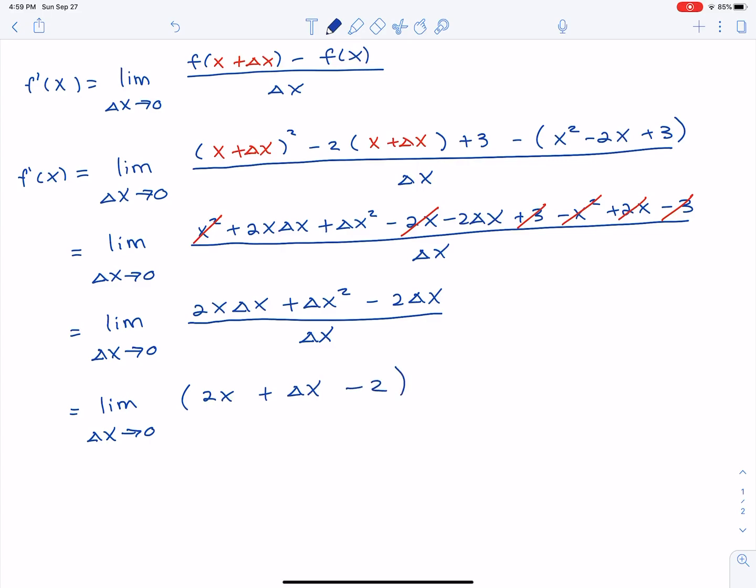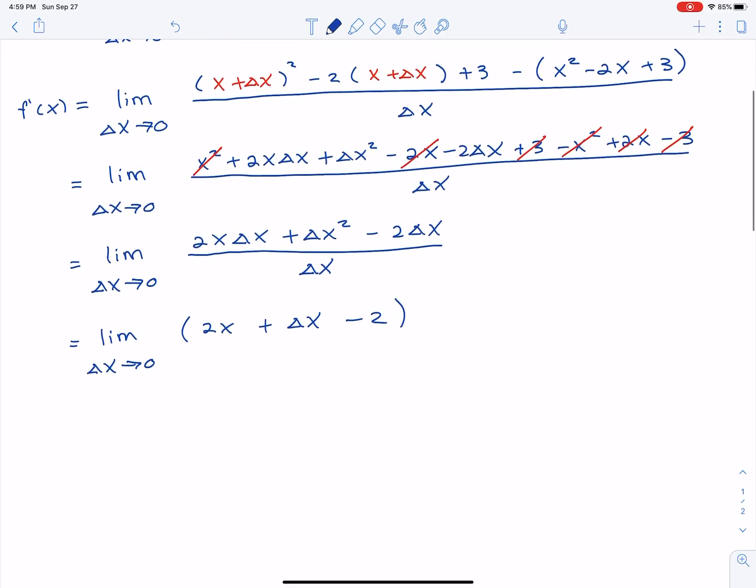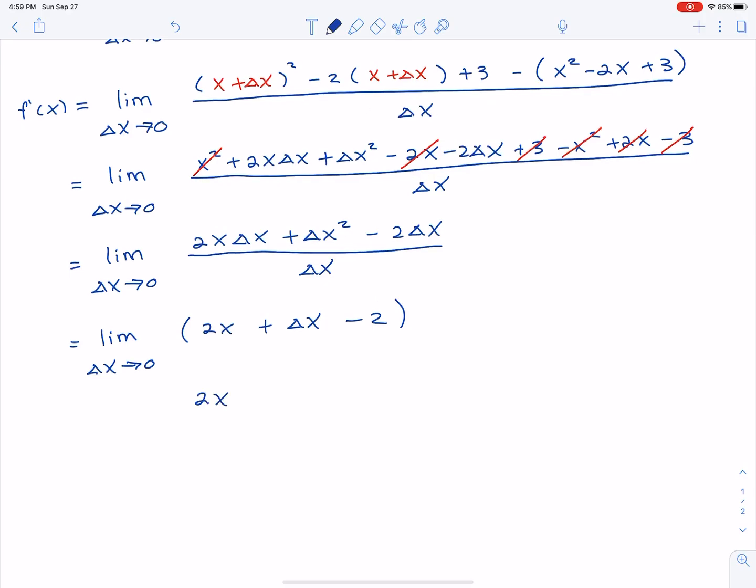So look at that. We did like 3 or 4 steps of algebra. Now it's time again to finally do some calculus. This is easy peasy. I'm going to be substituting in 0 for delta x. So I get 2x plus 0 minus 2. So my derivative in the end is going to be f prime of x equals 2x minus 2.